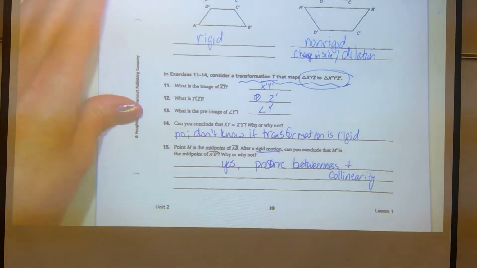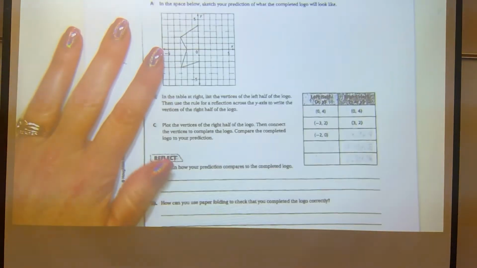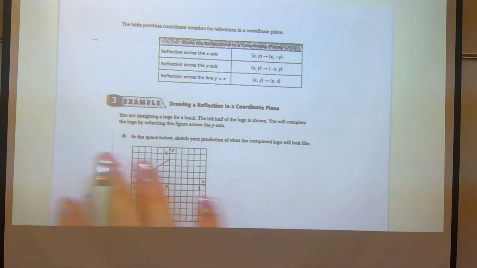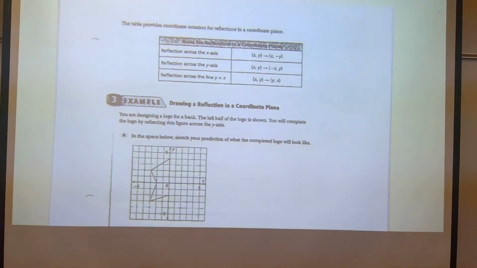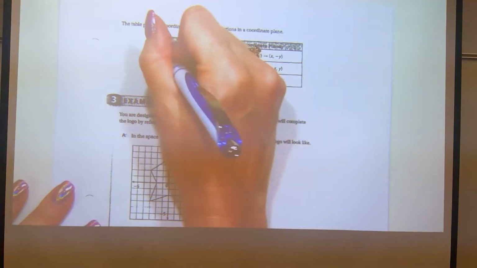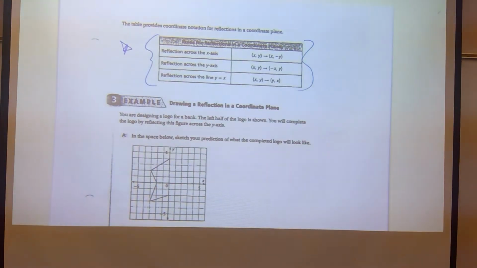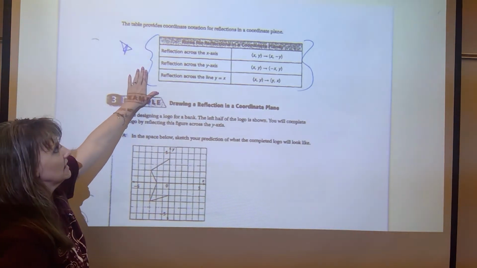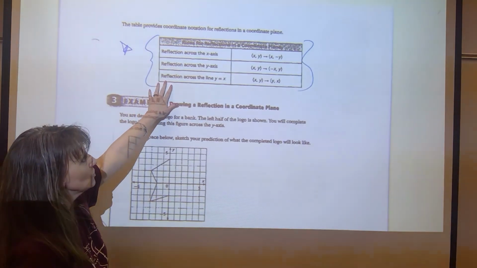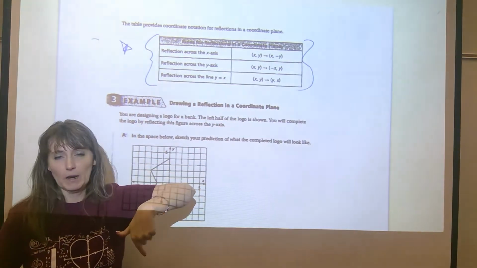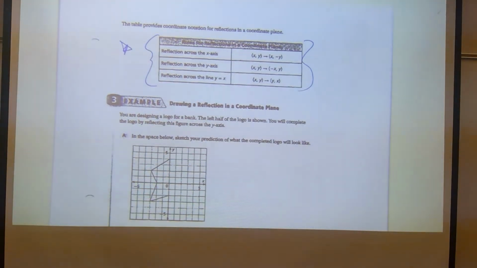Okay, let's look at the next page. Page 43, we jumped from 39 to 43. Page 43 gives us a table with coordinate notation for reflections in a coordinate plane. Now, I want you to star and mark this table. This packet's really handy for you to have. This is one of the things that I'm going to allow you to include on your reference page for the exam. So make sure you mark that.